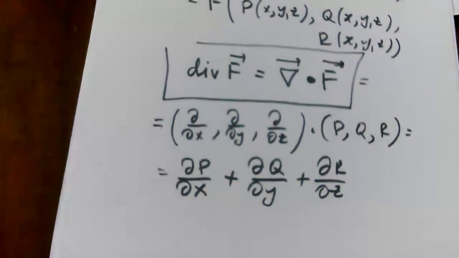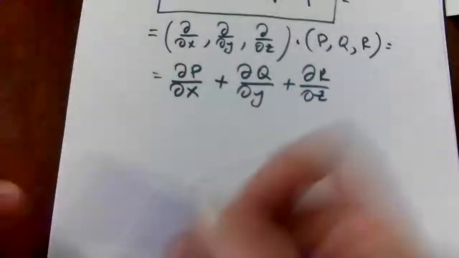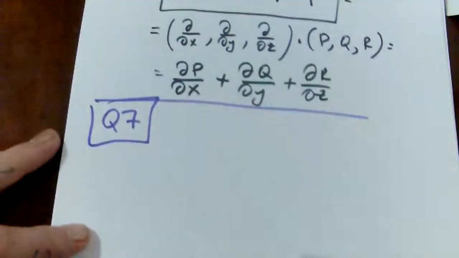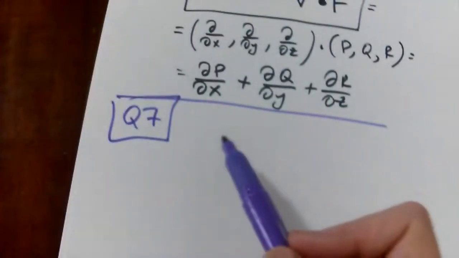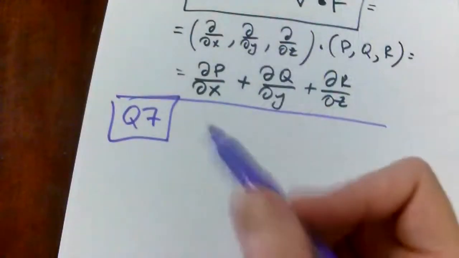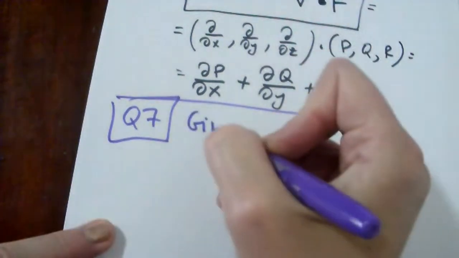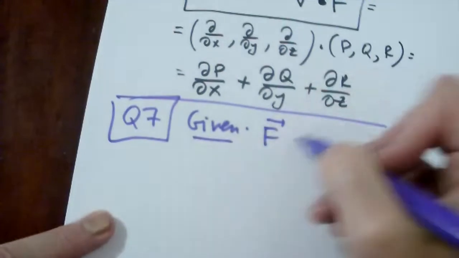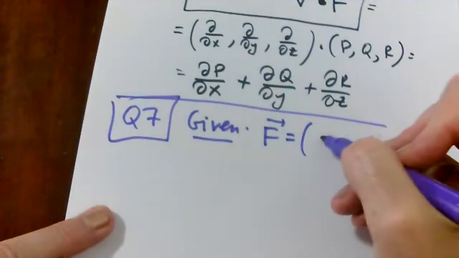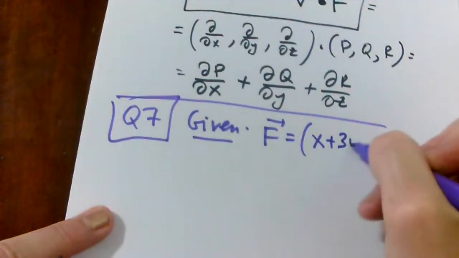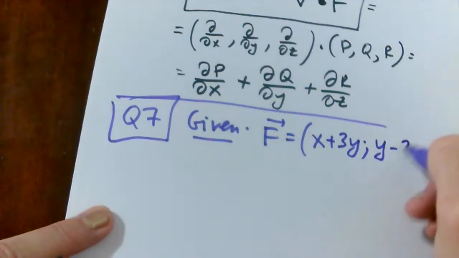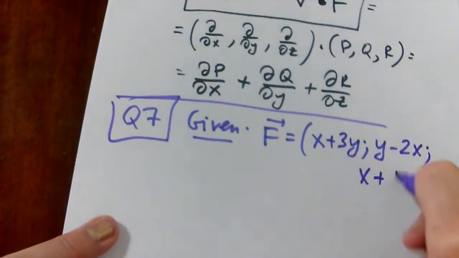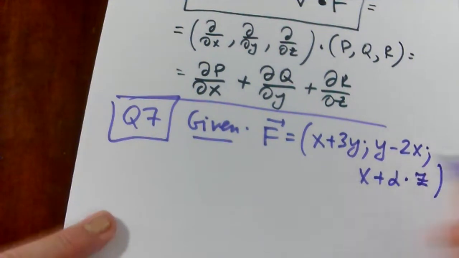Okay, and the first question will be very, very easy. Question 7 is very easy. It doesn't require you to understand this concept very deeply. It just requires you to know this formula. So in this question 7, you are given a vector field this time, which consists of 3 components. The first component is x plus 3y. The second is y minus 2x. And the third one is x plus alpha z.